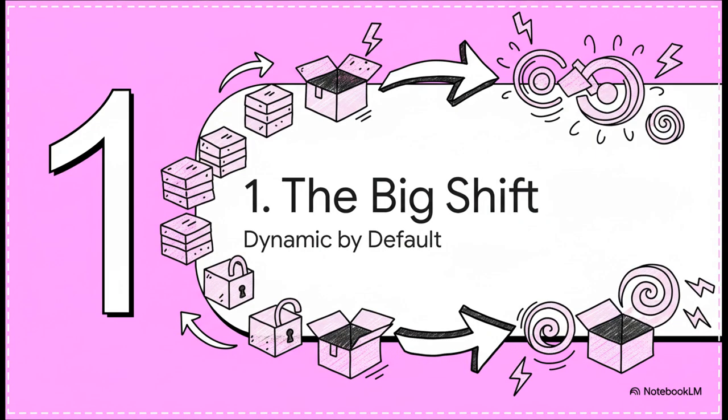For what feels like forever, the Next.js mantra has been static first, right? The framework did all this magic behind the scenes to pre-render and cache as much as it could for you. Well, with cache components, that whole model gets flipped completely on its head. We are now living in a dynamic by default world.